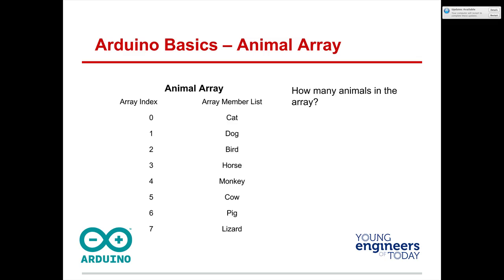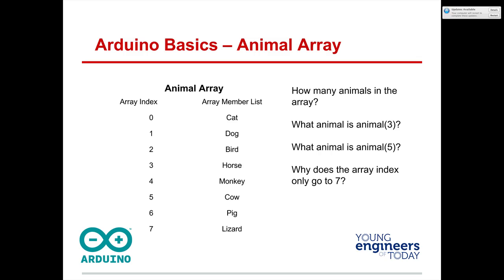So let's ask ourselves some questions. How many animals are in this array? There are 8. What animal is animals 3? That's animals[3]. That's the index of the array animals, and this 3 is member 3. That's horse. Notice that's the fourth one down, because we start with 0. What is animals 5? Cow. Why does the index only go to 7? Because we started at 0, so that gives us 8 member animals.